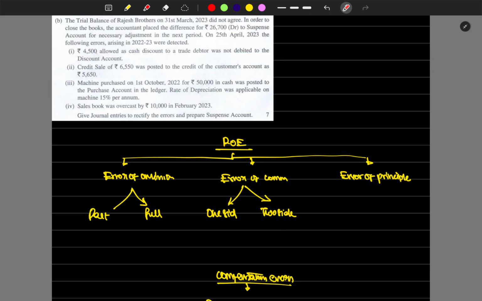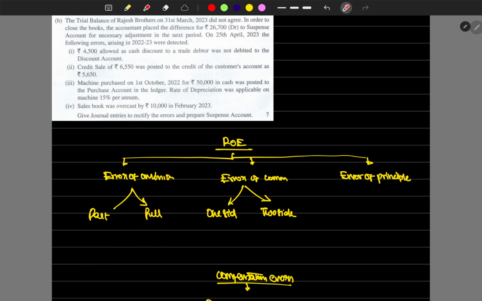So what could be the mistakes? The mistake can be omission. We may have partly omitted, only one side omitted, or fully omitted, two sides omitted. If partly omitted, TB won't agree. TB won't balance. But if it is a full omission, TB will agree.